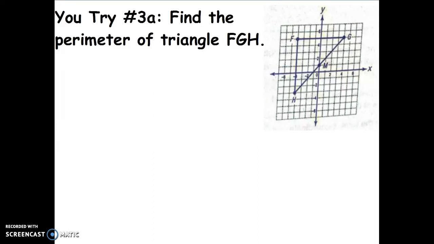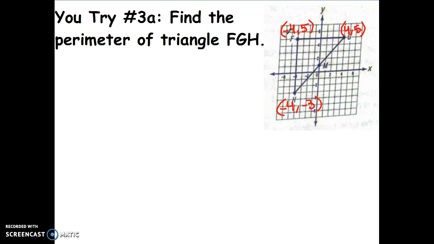In case you can't see those ordered pairs, I'll write them up for you. That is (4, 5). That is (-4, -3). And this is (-4, 5). All right, go ahead and pause the video and try that out.